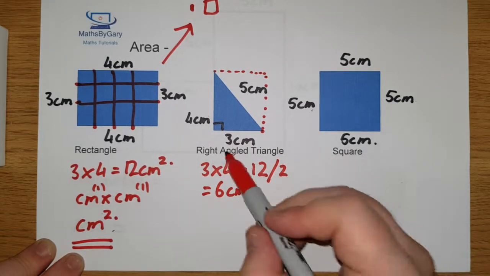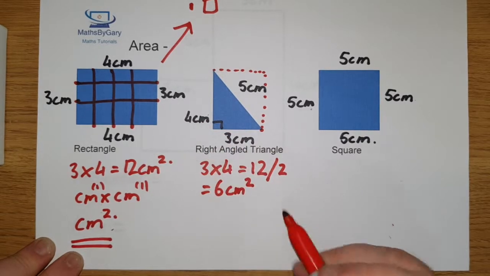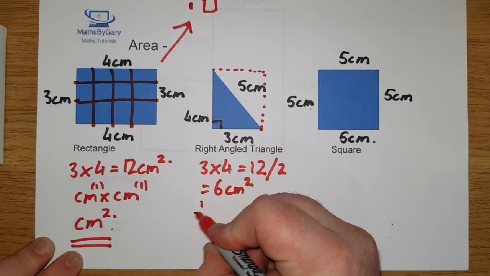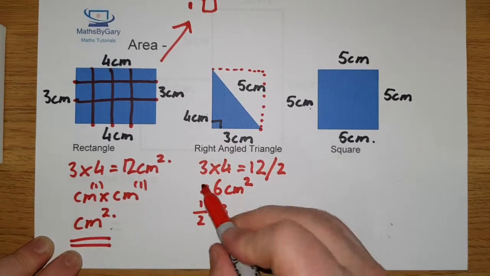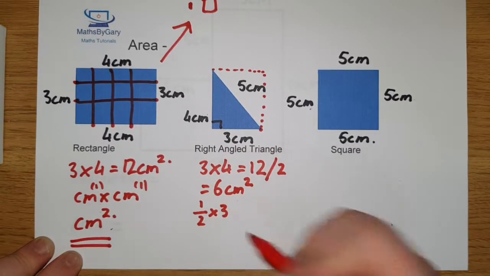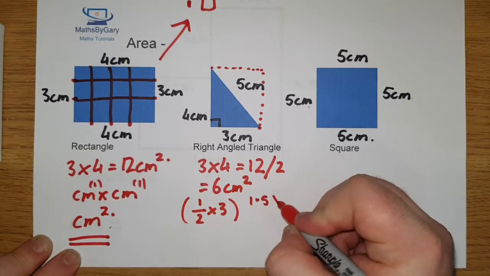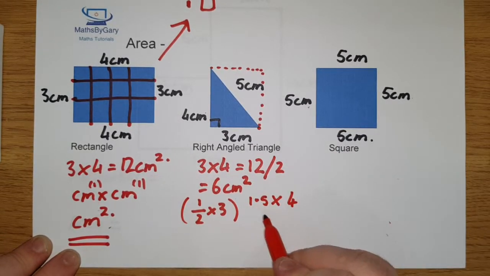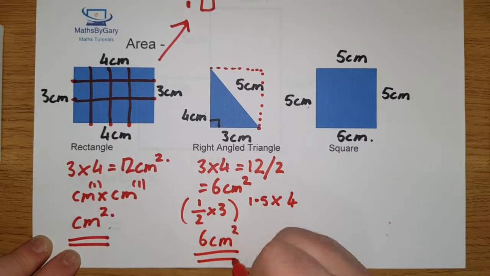Or what we could do for the area of a right angle triangle, half the breadth times the height. So we could do half times 3, half the breadth times the height. So we want to find half of 3, so 1.5 multiply 4. 1.5 times 4 again gives us 6 centimetres squared. So either way is correct.